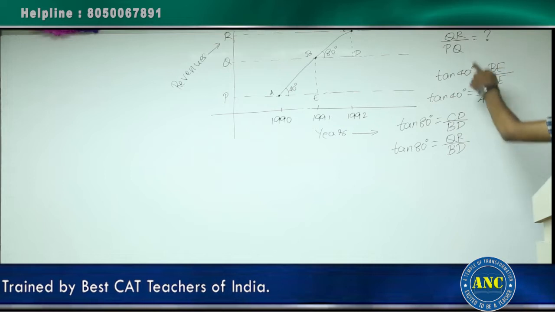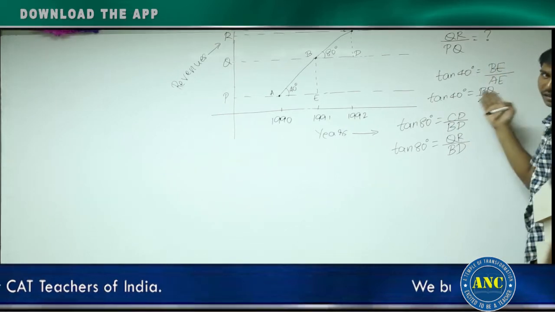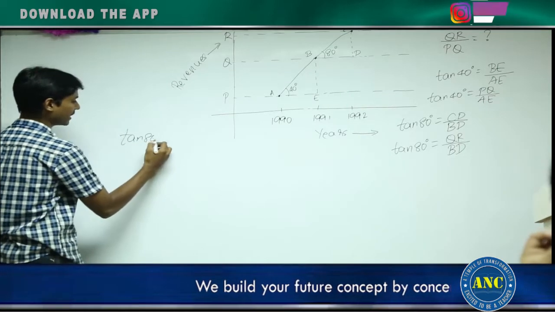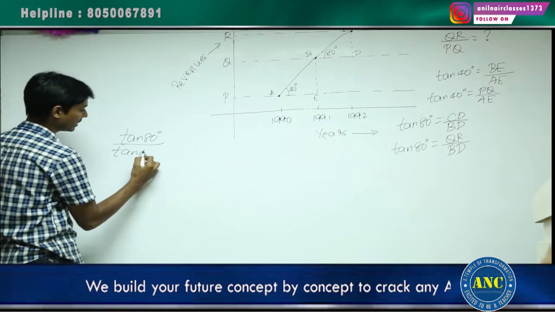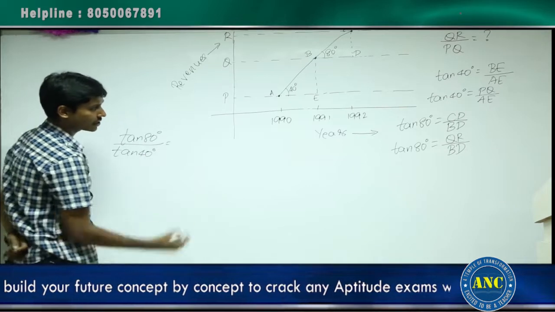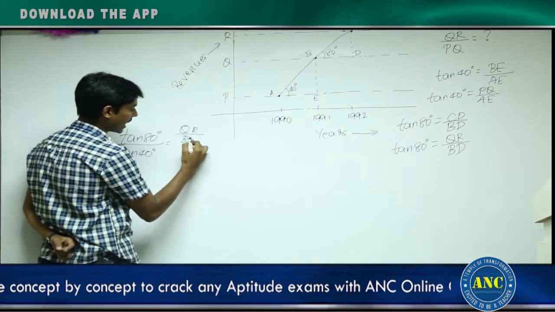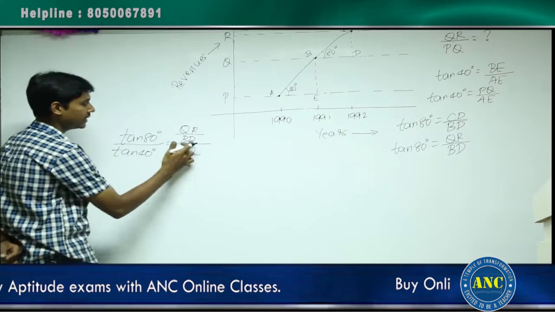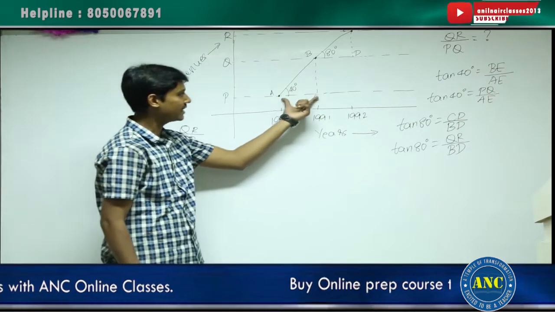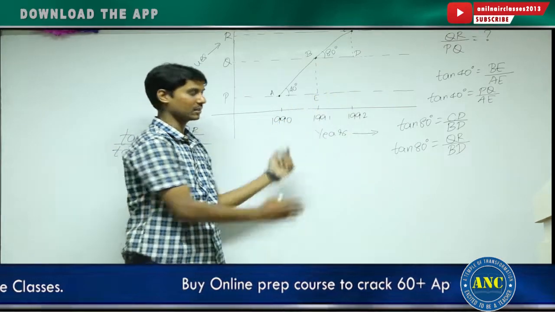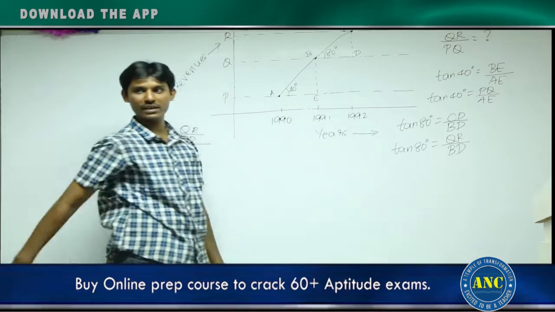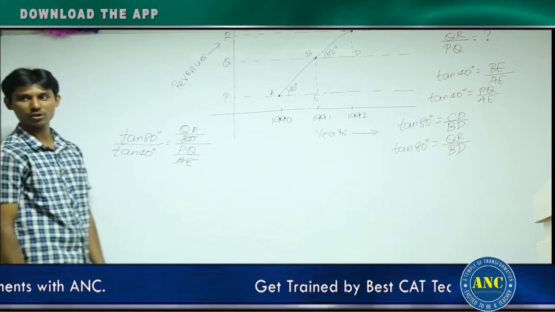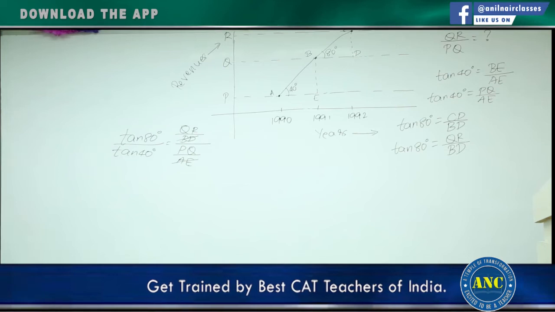You want the ratio of QR by PQ. Divide this by this. Understanding the approach, right? So it becomes tan 80 divided by tan 40, which is QR by BD divided by PQ by AE. BD and AE are both same because the gap between the years will always be same. This will get cancelled. QR by PQ value will be known. You need not calculate that value. You get a unique value. That is what is required.